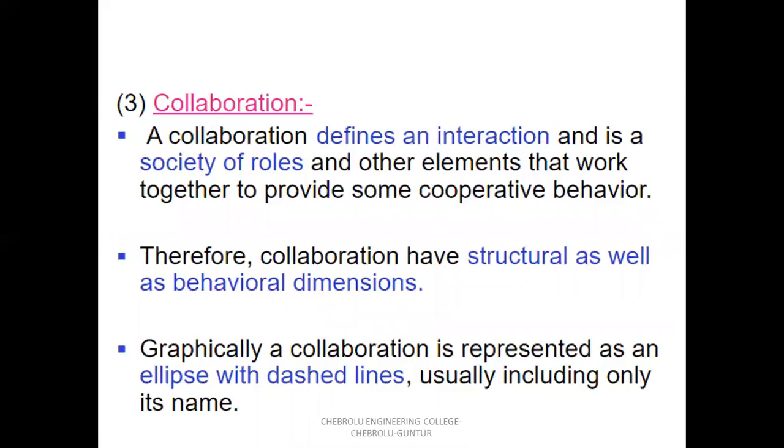Next, third one, collaboration. Collaboration defines an interaction and is a society of roles and other elements that together provide some cooperative behavior. Therefore, collaboration has structural as well as behavioral dimensions. Graphically, collaboration is represented by an ellipse with dashed lines, usually including only its name.